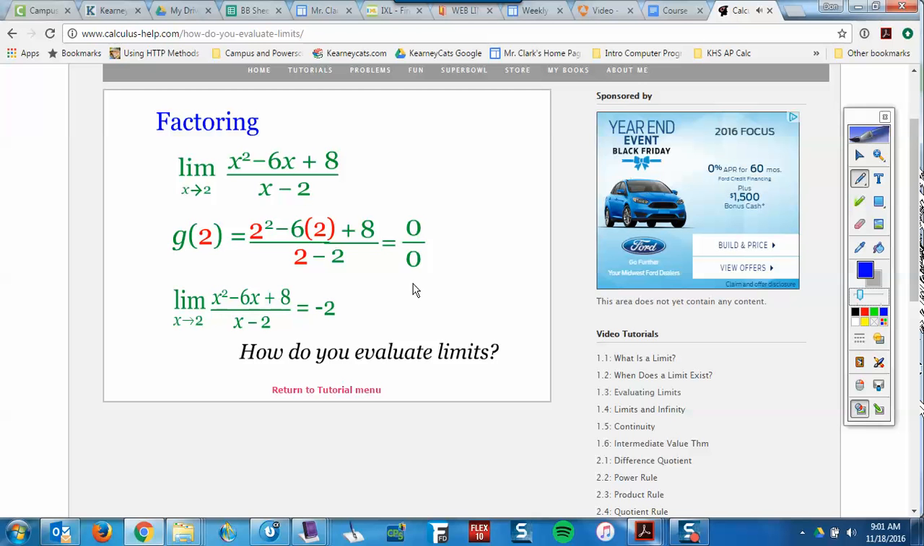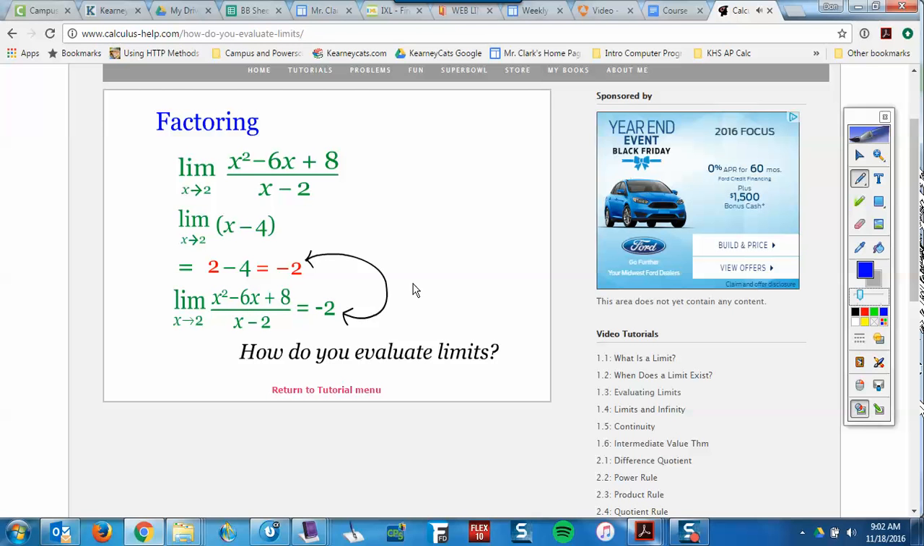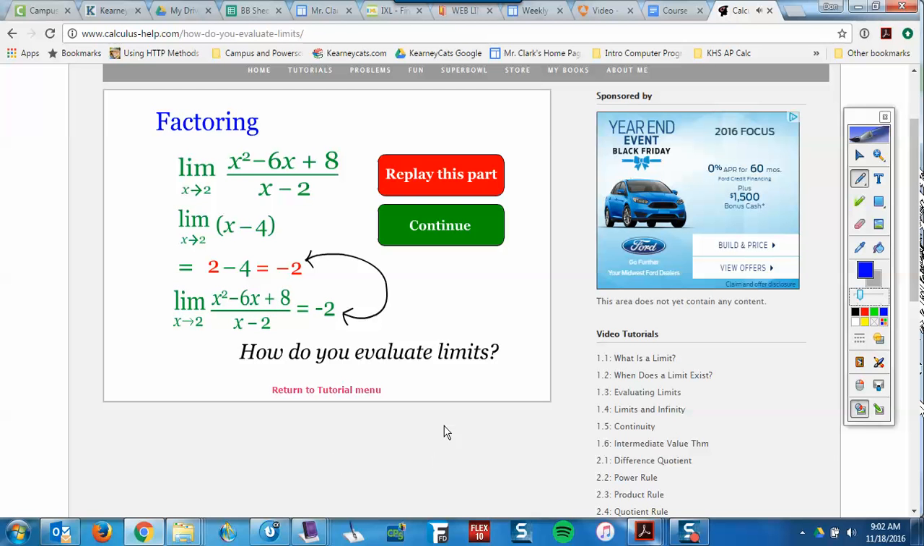We'll use the factoring method because the numerator of this fraction is factorable. If we factor it, we'll get x minus 4 times x minus 2. Can you see why that's a good idea? Well, the reason is because now the numerator and the denominator both contain the term x minus 2, which is going to cancel out. This leaves the limit as x approaches 2 of x minus 4. This is much simpler to solve because now you can use substitution. And when I do, I get 2 minus 4, which is equal to negative 2. Remember, we said the limit was going to be negative 2, and we're right. Feels good to be right.